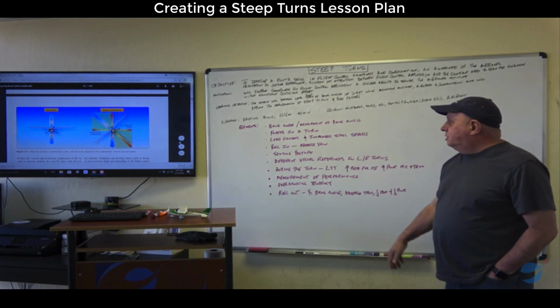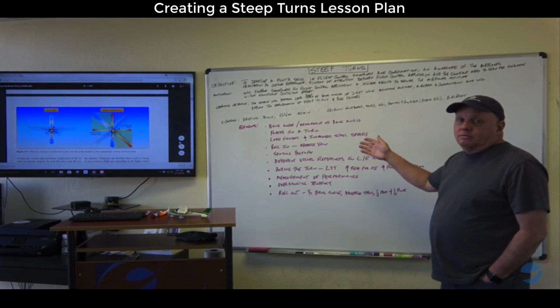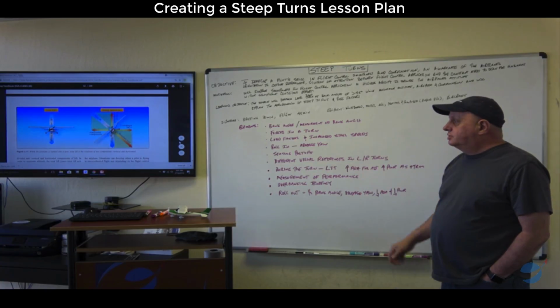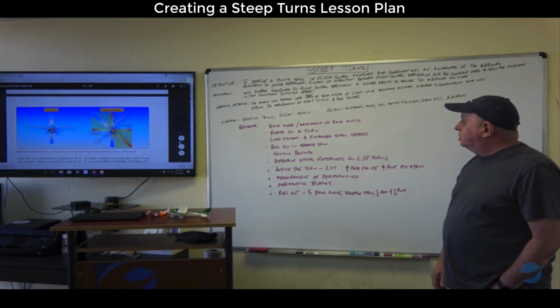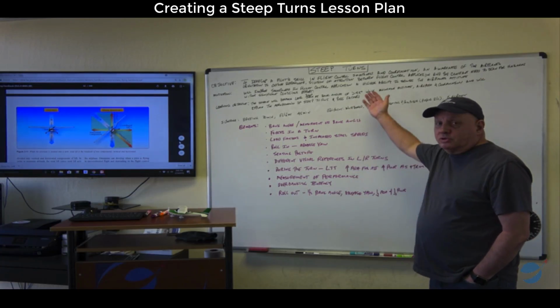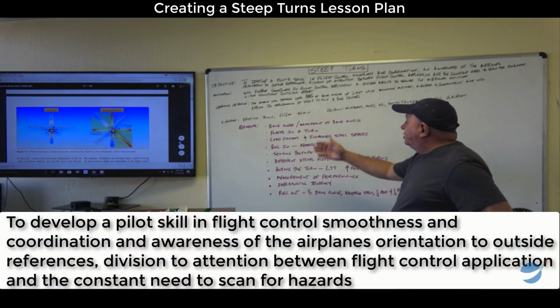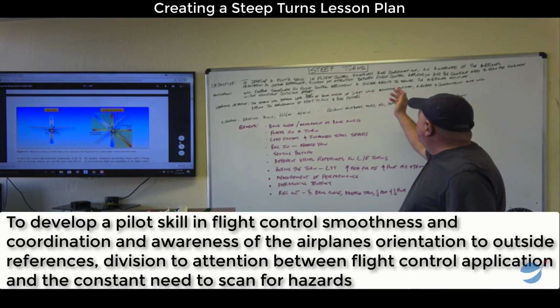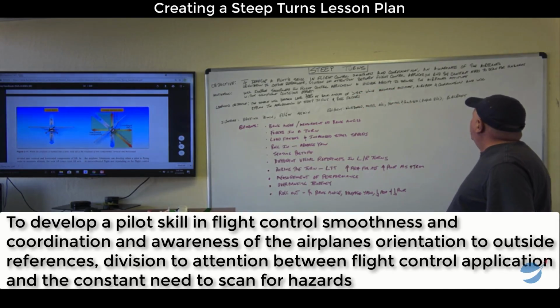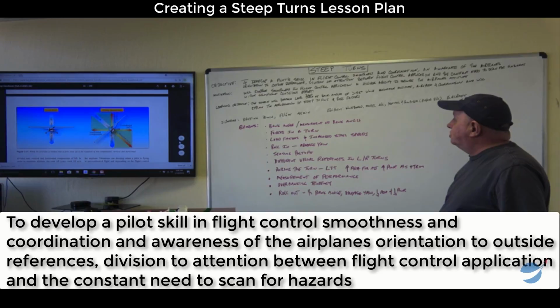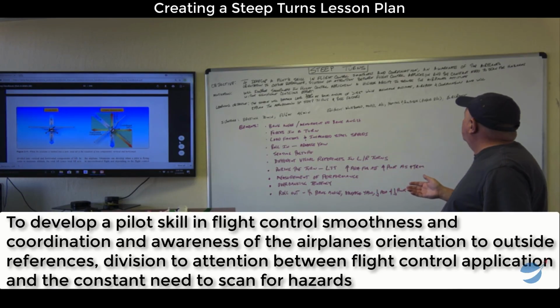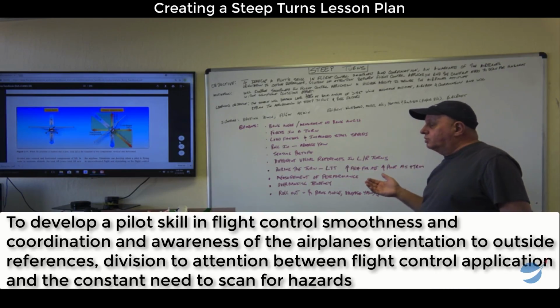I've reordered the elements here in the order that we saw in the previous video segment just a few seconds ago. And so let's start off with the objective. So this is a steep turn. The objective is to develop pilot's skill in flight control smoothness and coordination, and awareness of the airplane's orientation to outside references, division of attention between flight control application, and the constant need to scan for hazards. So that's the objective, why we're going to do it.